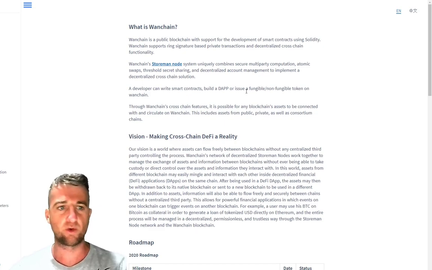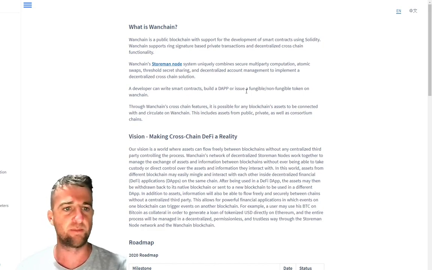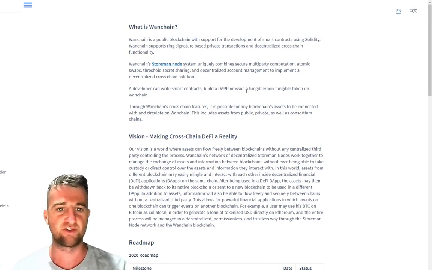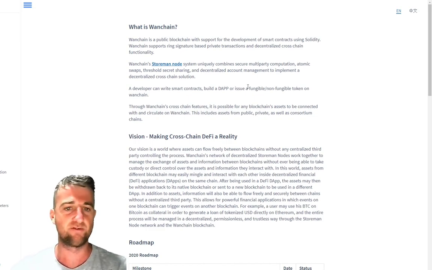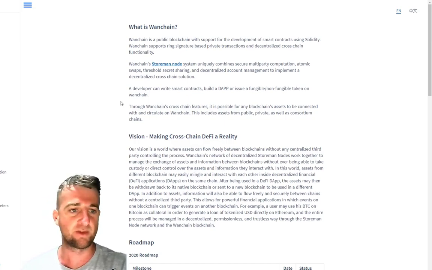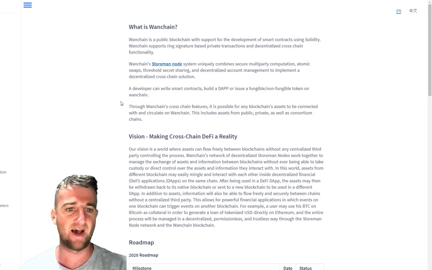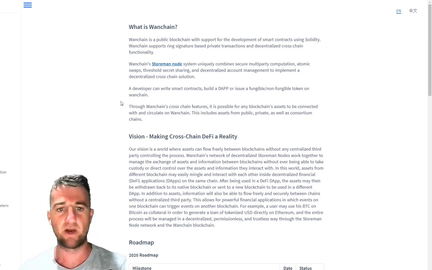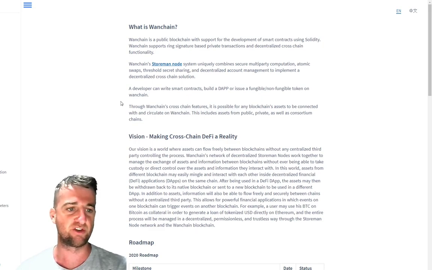So, what is Wanchain? Wanchain is a public blockchain with support for development of smart contracts using Solidity. Wanchain supports ring signature-based private transactions and decentralized cross-chain functionality. This comes into the DeFi space, and we'll run over that soon in the new document. So, Wanchain's Storm node system uniquely combines secure multi-party computation, atomic swaps, threshold secret sharing, and decentralized account management to implement a decentralized cross-chain solution.